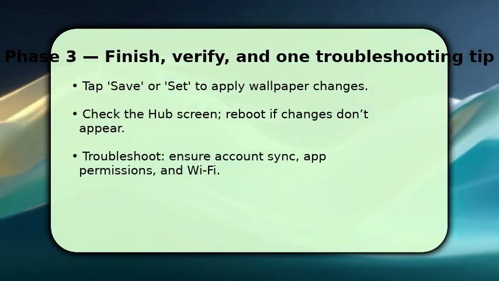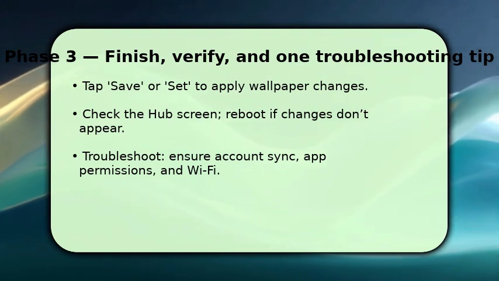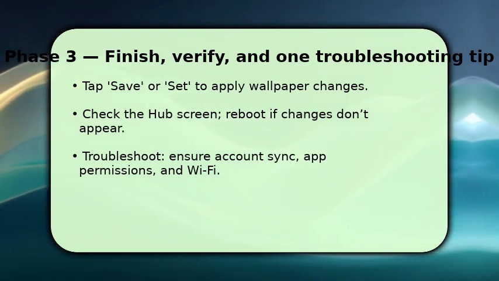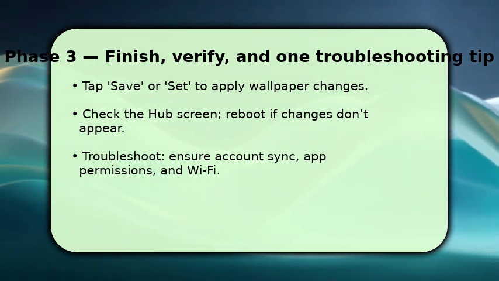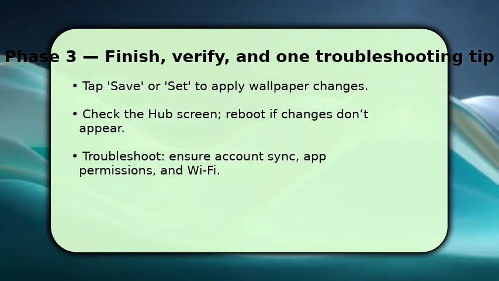Finish by saving and verifying. Tap Save or Set in the app to push the new wallpaper to your hub, then look at the device to confirm the change. If the image doesn't appear, reboot the hub and reopen the Google Home app to force a sync. This often clears transient issues.